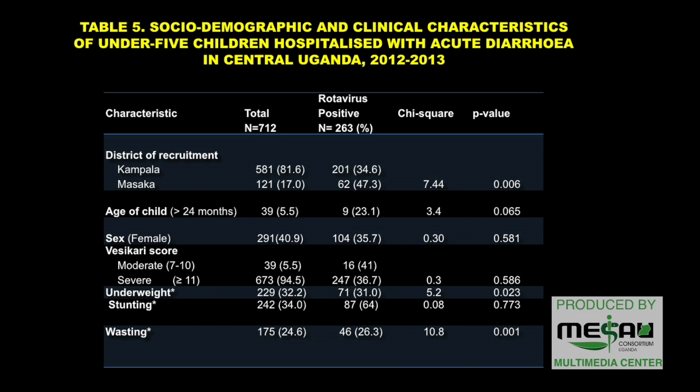Among the people we recruited, most of the children were above the age of 39 months, most of them were female, and most of them presented with a Vesikari score of greater than 9 or greater than 11. This score is used in rotavirus studies to describe the severity of the disease. And 32.2% of the children were underweight, 34% were stunted, and, sorry, 24.6% were wasted.